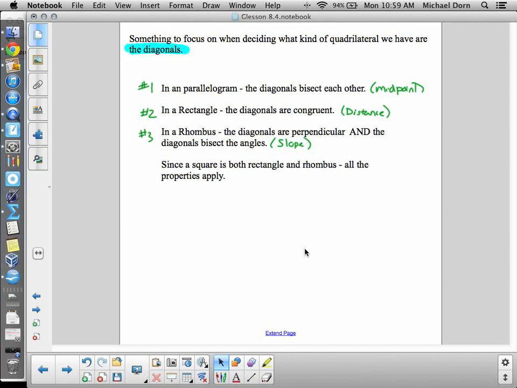To start out, do they bisect each other? Yes, then it's a parallelogram. Are they congruent? If it's yes, it's a rectangle, maybe a square. If it's no, it's not a rectangle or a square. Are they perpendicular? If yes, it's a rhombus, maybe a square. No, it's not a rhombus or a square. And then, if these are both yeses, then it's a square.